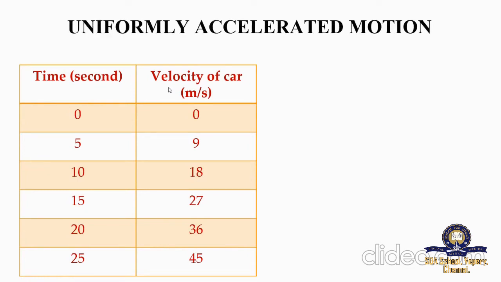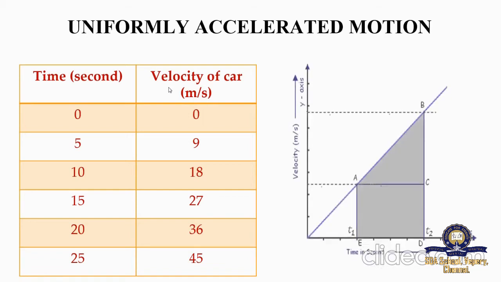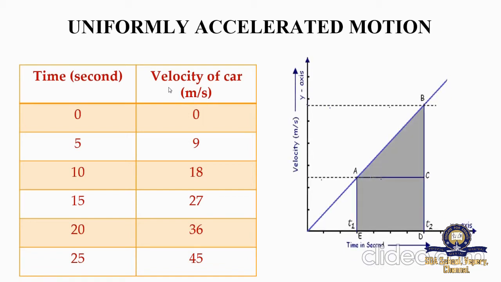Yes. So when you plot this in a graph, you'll get a graph like this. In this case, the velocity time graph for the motion of the car changes by equal amounts in equal intervals of time. Thus, for all uniformly accelerated motion, the velocity time graph is a straight line. One can also determine the distance moved by the car from its velocity time graph.